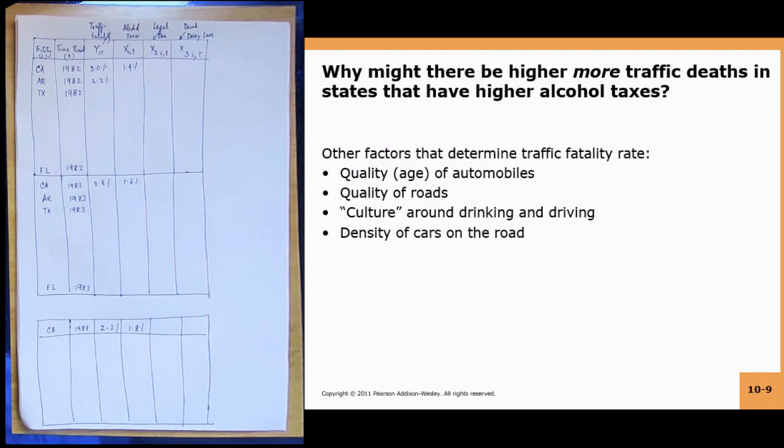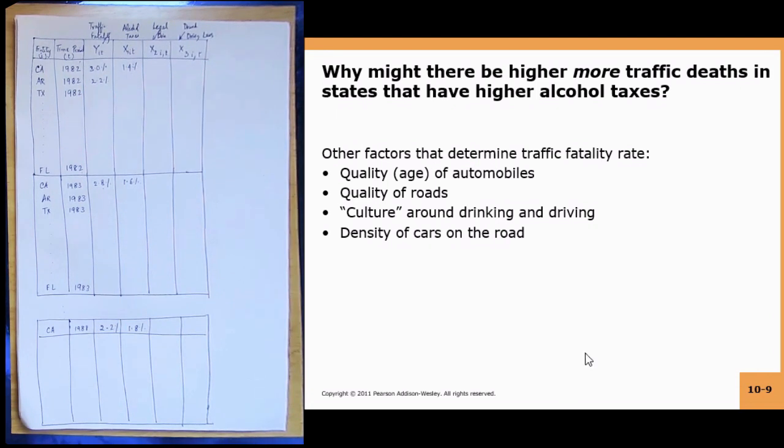Another thing, of course, that will affect fatalities would be the density of cars on the road. As the density of cars increases, the probability of accidents increases, and the probability of fatal accidents also would increase. Okay, so all of these are extraneous factors that might affect the fatality rates.